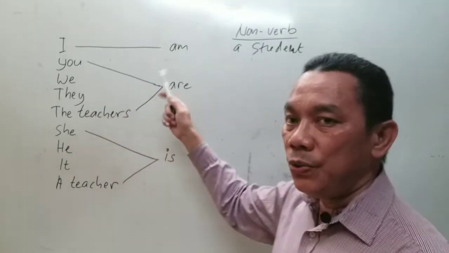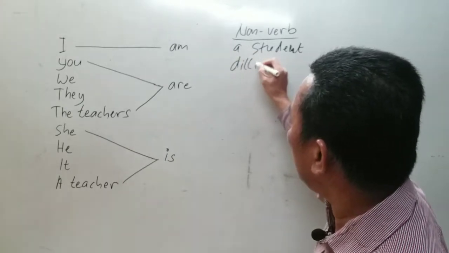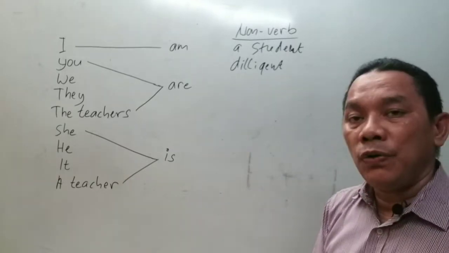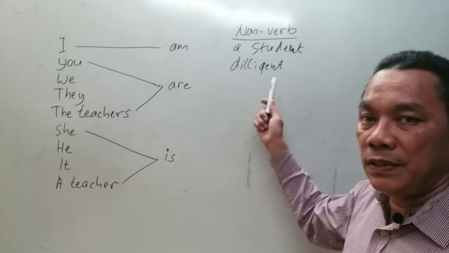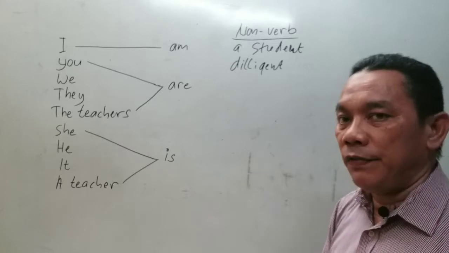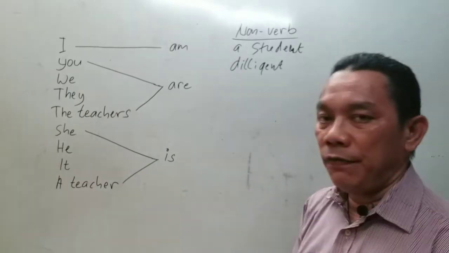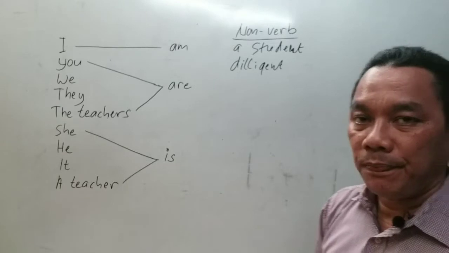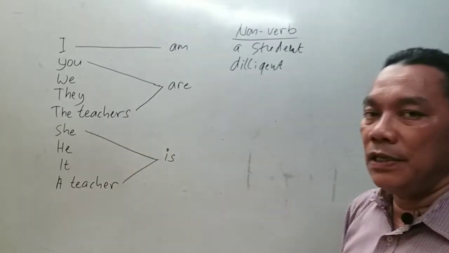Let's say, you are diligent, okay? Diligent is also non-verb. This is adjective. Now, because the predicate we use is adjective, we need to use to be as the helping verb of the sentence. Now, for the subject you, we need are for the to be. So we say, you are diligent. Okay? You are diligent. Diligent is non-verb.